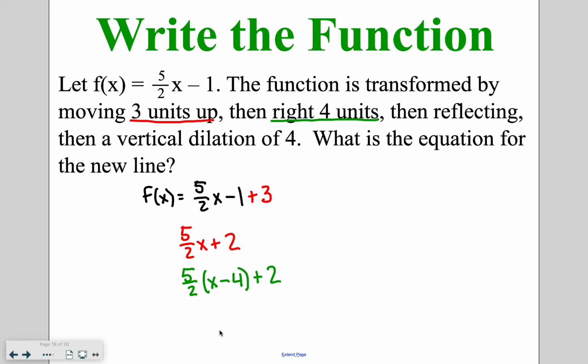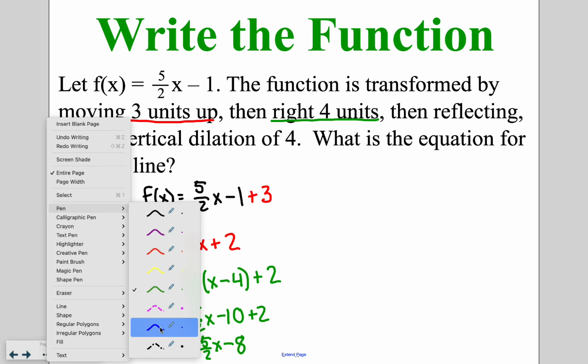Now that we have a horizontal movement, we're going to have to use a distributive property. So I do 5/2 times x, which is 5/2 x, and then 5/2 times negative 4, which is going to give you negative 10, and I still have that plus 2 on the end. I can simplify that down. So after moving right 4 units, my equation is now 5/2 x minus 8.